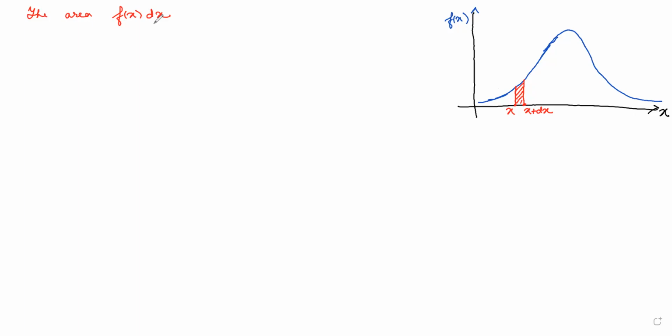This gives the probability that the measurement x taken at random from the distribution will be in the interval x and x plus dx. So what does it say? When I perform the experiment and take the measurement, then this expression gives you the probability that the measurement will lie between x and x plus dx.